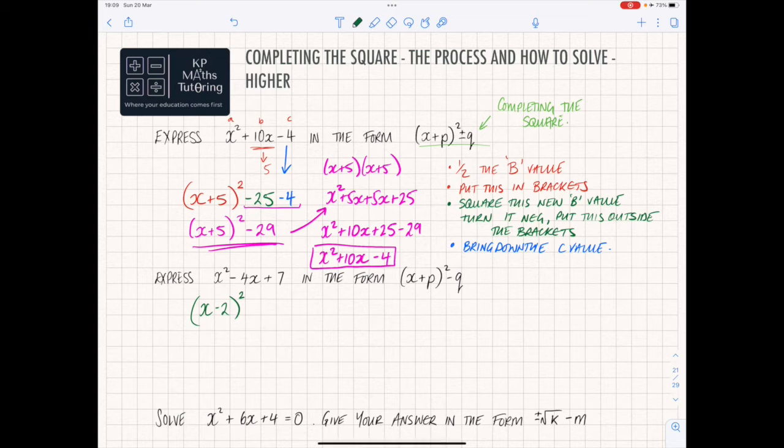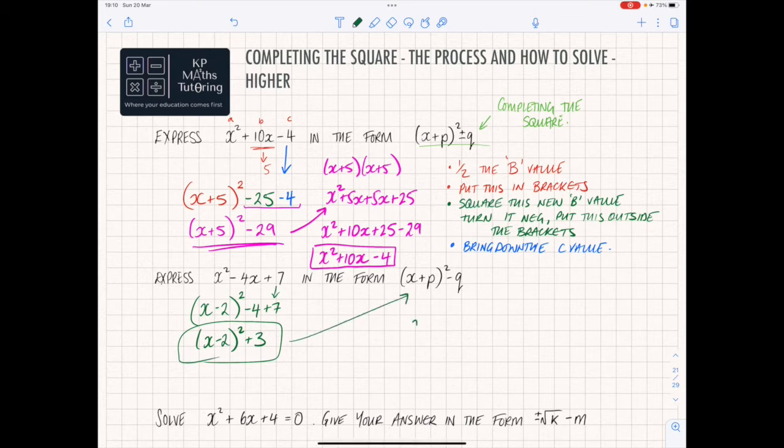So put my squared there, sorry. But then so square your B value that you've just made, which is minus 2. Turn it negative. Remember, it always becomes negative. Then bring down your C value, becomes plus 7. So you should end up having x minus 2 all squared, then minus 4 plus 7 gives you plus 3. That's your answer. That is in the correct format for that.